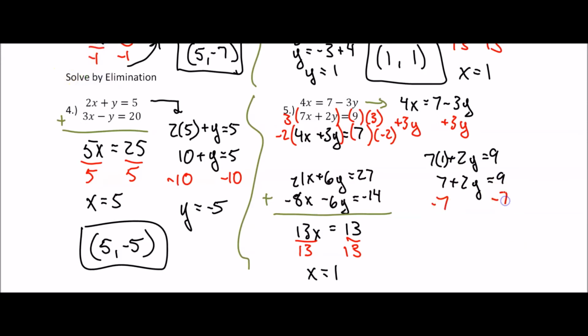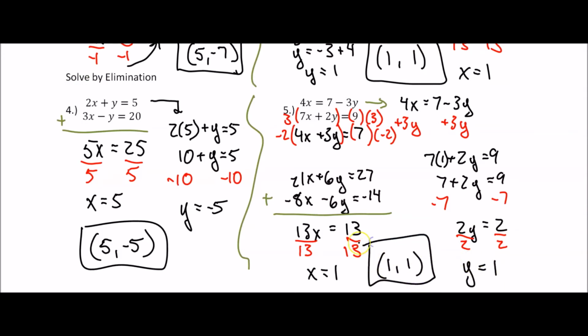Subtract that 7. And divide by the 2. And by a happy coincidence, I got the answer 1, 1 again. Who'd have thunk?